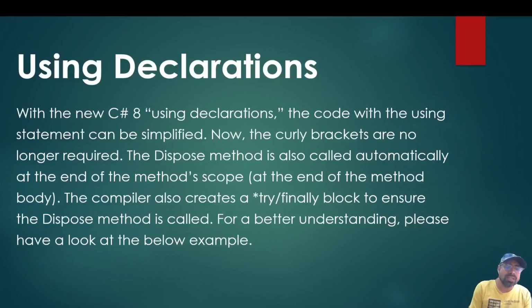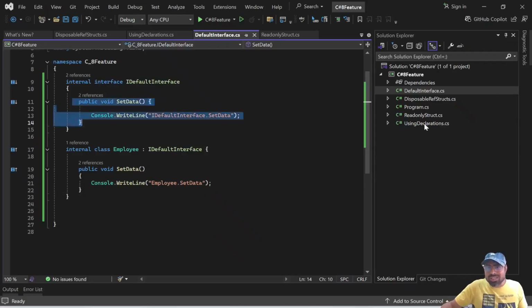In C# 8, before that we had to define the curly braces. But now after C# 8, we do not require the curly brackets. So we can directly use using, and whenever the particular method goes out of scope, the dispose method will automatically be called. The compiler also creates a try-catch block to ensure the dispose method will be called. So for better understanding, let's take an example so that you can get clarity on that.